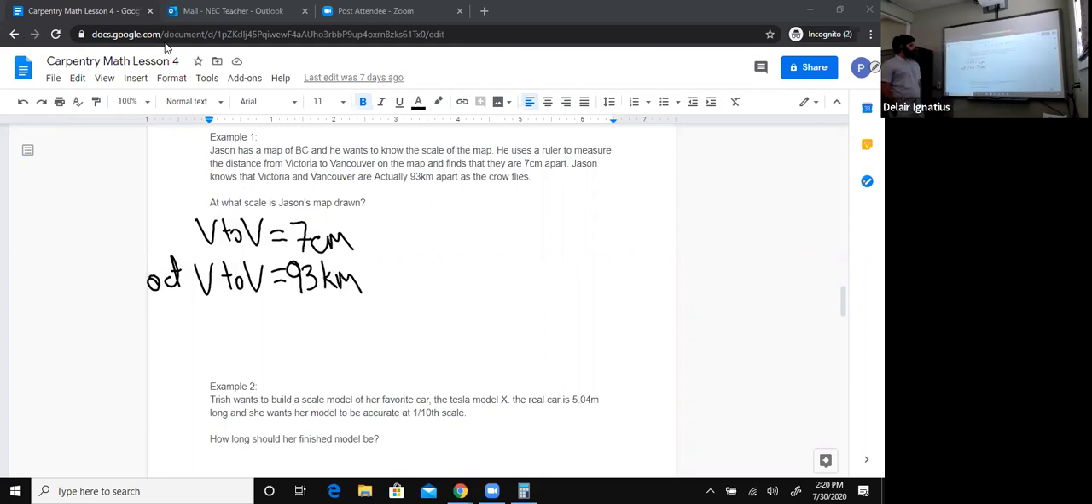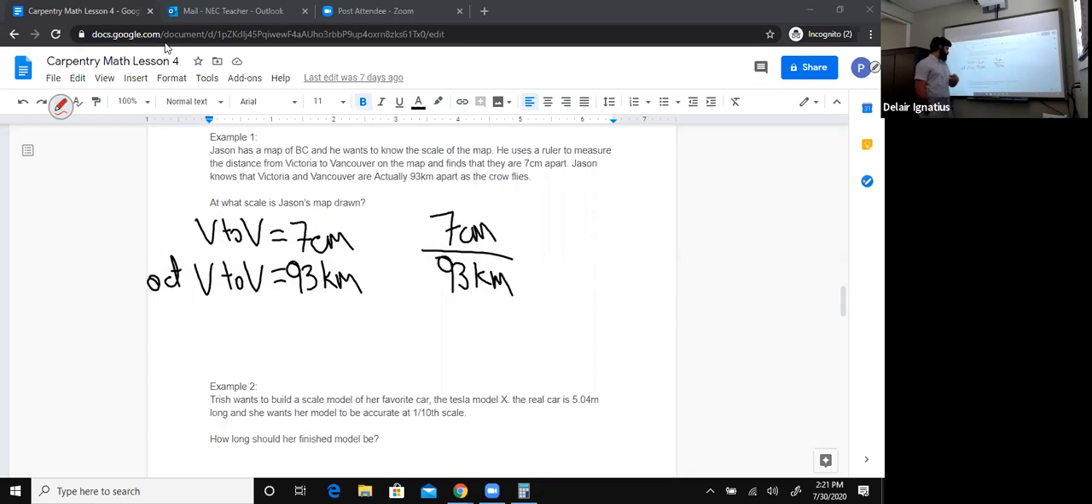So what is the scale of this particular map? Well, we said that the scale was the size of the thing on the map, 7 centimeters, divided by the size of the thing in real life, 93 kilometers. Now, we're going to immediately notice an issue here, and this is to do with units. These two units are not the same, so they don't mix. If we want to do math with these two numbers, we first have to put them in the same units.